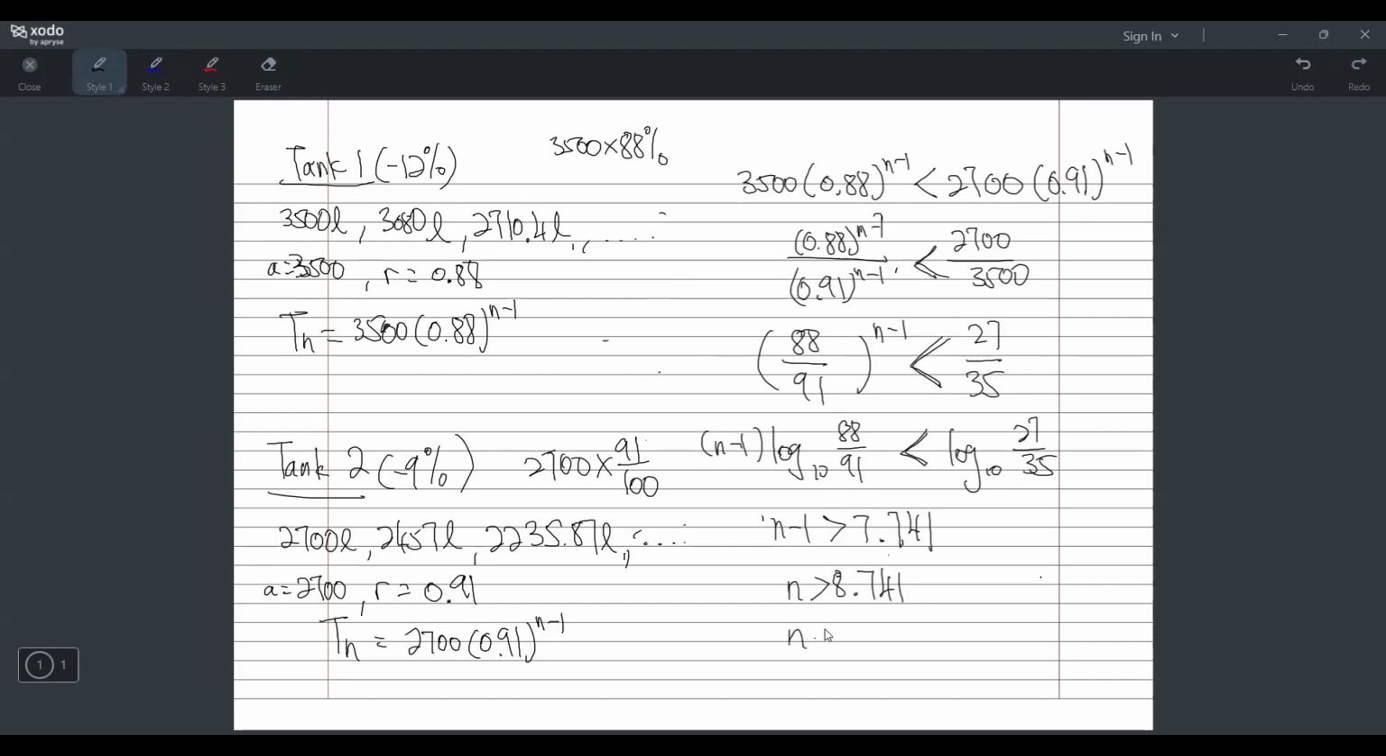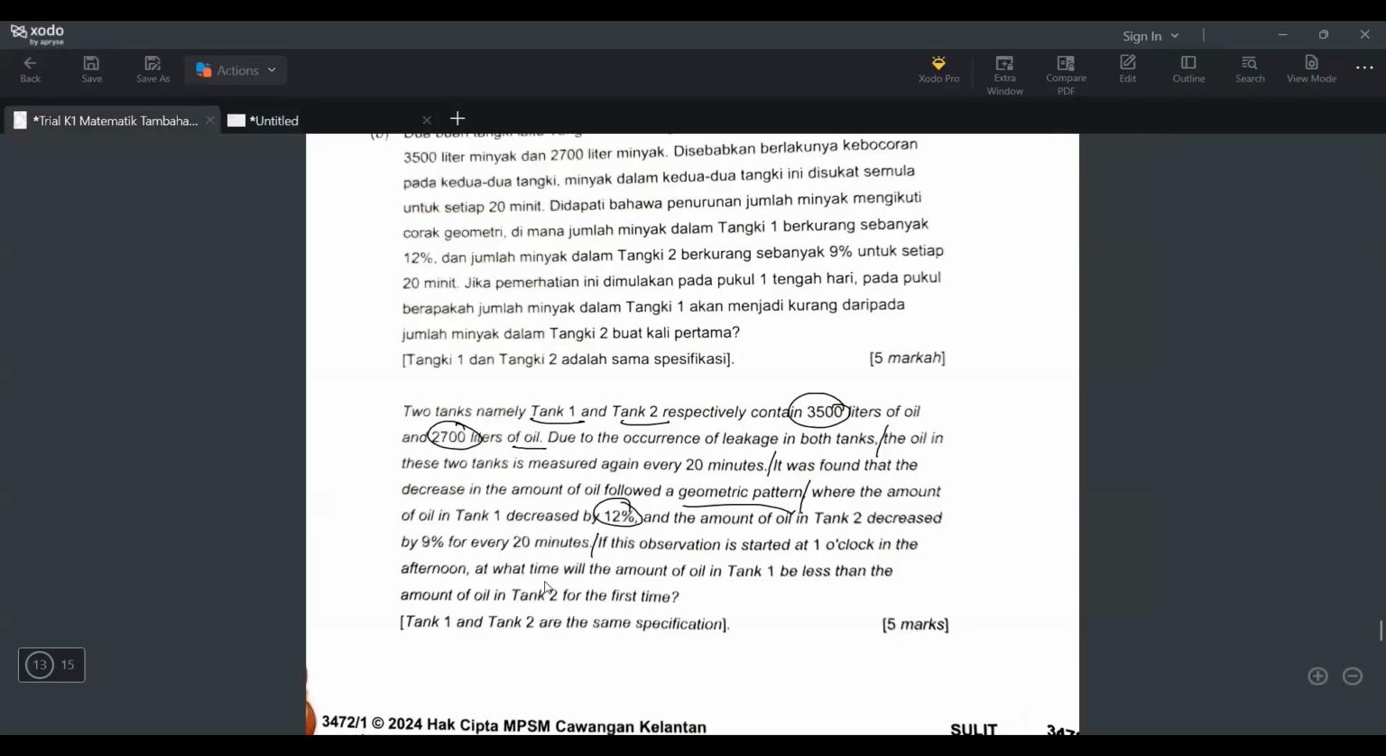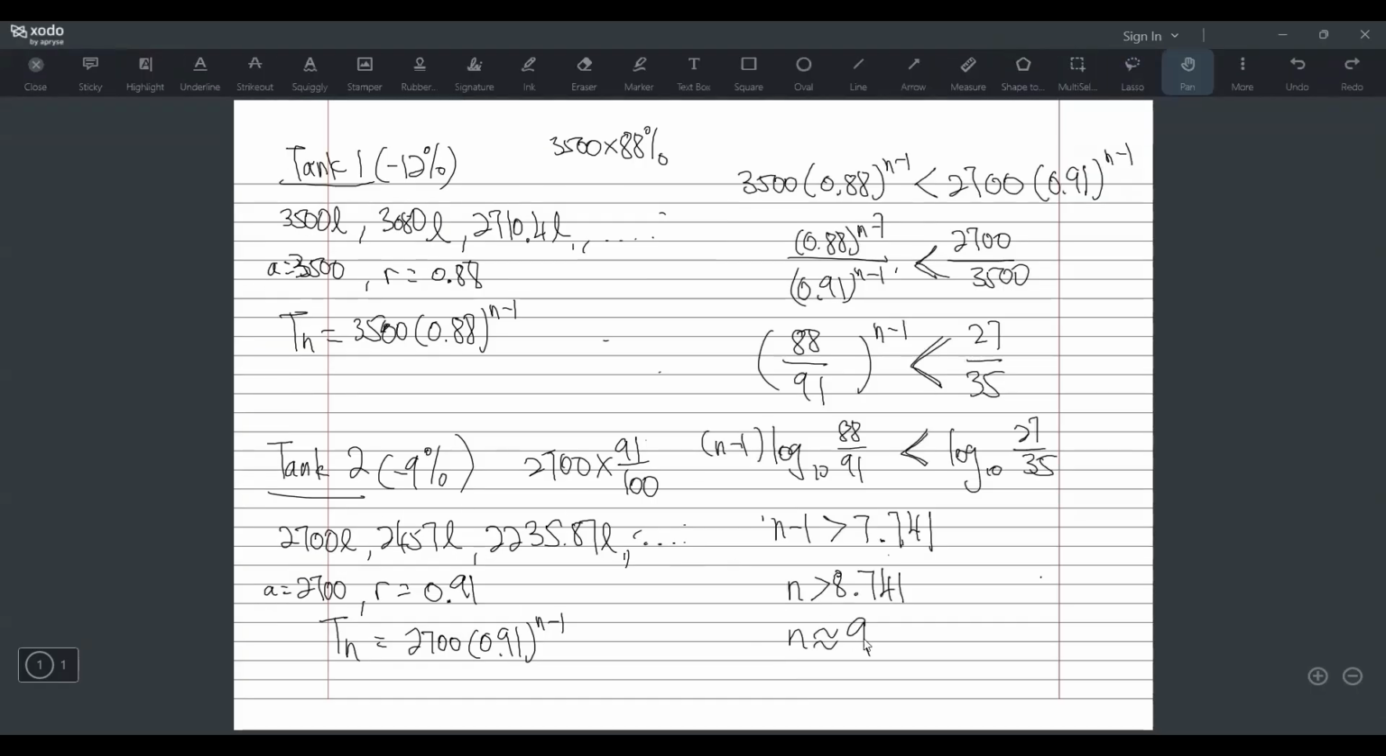But n cannot be a decimal. It has to be an integer, because they're asking how many terms, right? n is the number of terms. So it'll be 9, because what integer is greater than 8.741? 9. And 10 is also greater, but they ask which one for the first time. You remember the question asked for the first time? At what time will the amount be less than the other for the first time? So for the first time is at the 9th term.